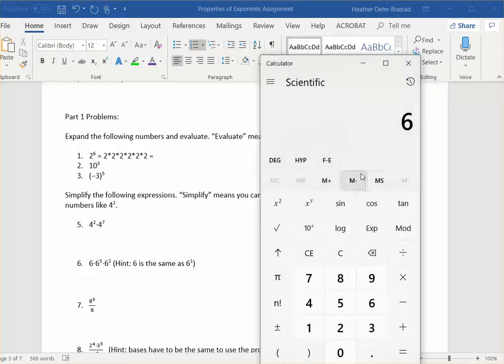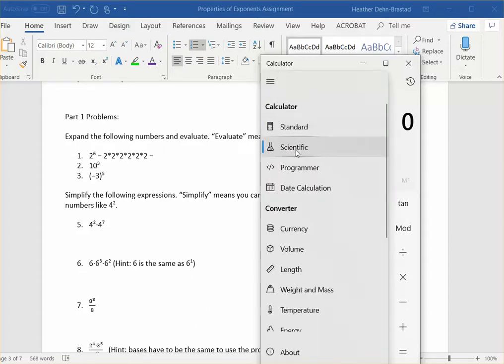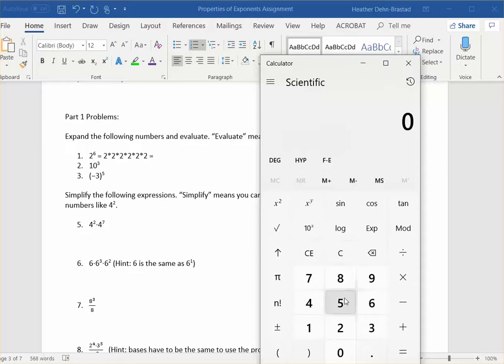Here's the calculator that is on computers. And make sure it says scientific. You can change it right here to scientific. And I need 2 to the 6th power. So this is the key right here to use an exponent. So 2 to the 6th power is equal to 64.